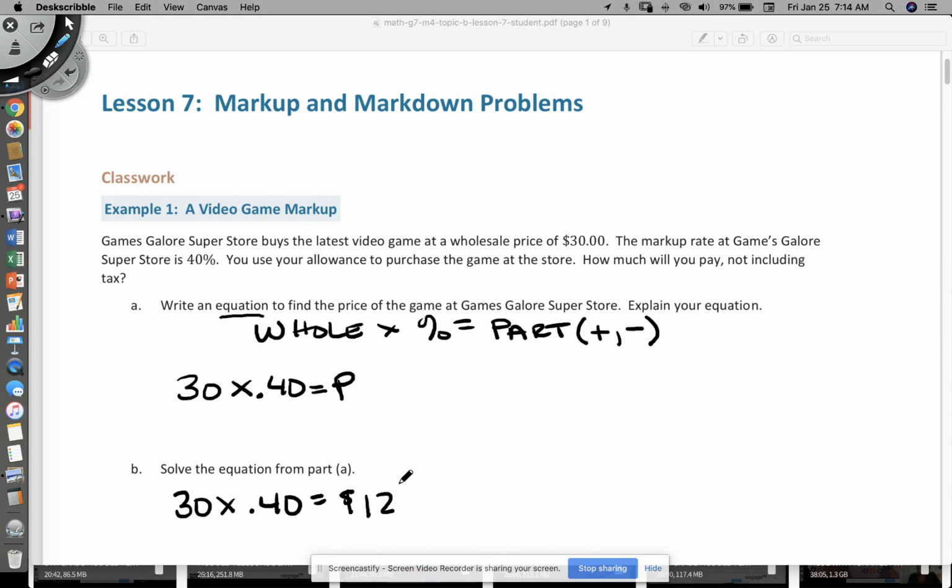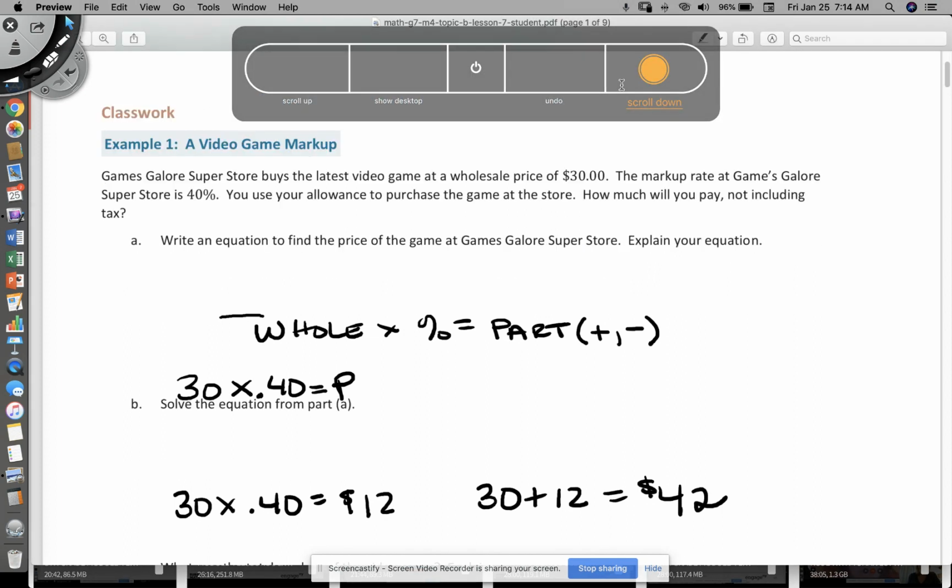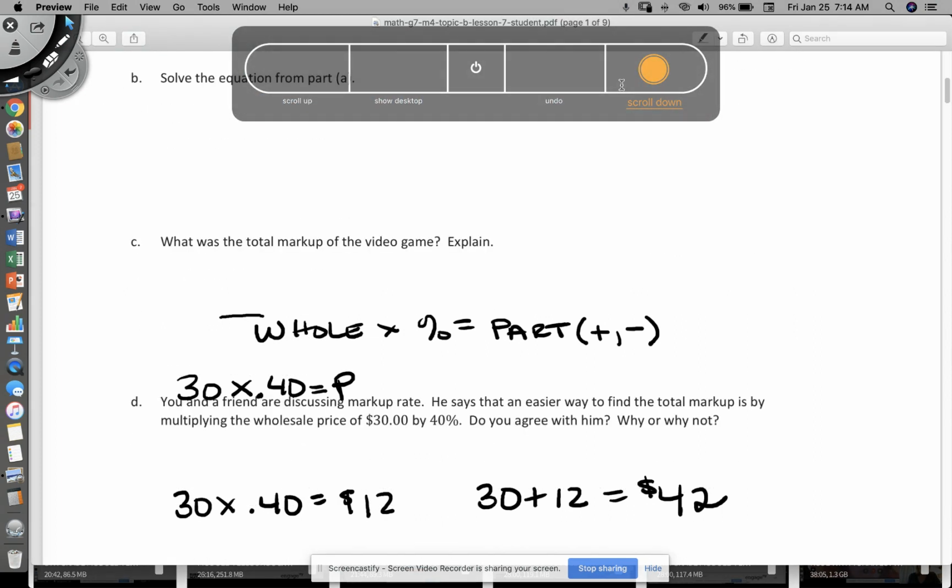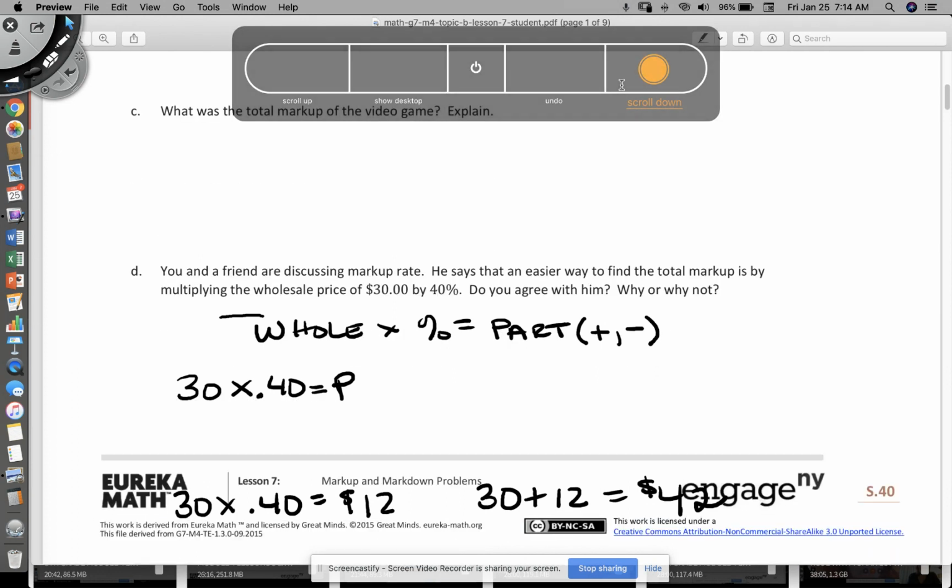So what you do is, since this is a markup, we're going to add it back in. So we're going to say 30 plus 12. And how much are you and I going to pay? We're going to pay $42 for that video game. And how much profit does the company make? They're going to make that $12 in profit. They're not going to make $42 in profit because they have to pay back the $30 that they spent on that particular item as well.